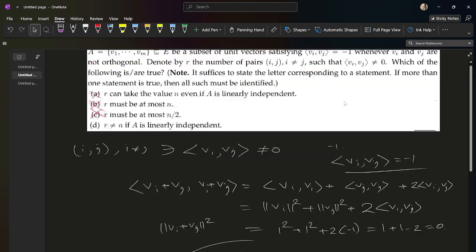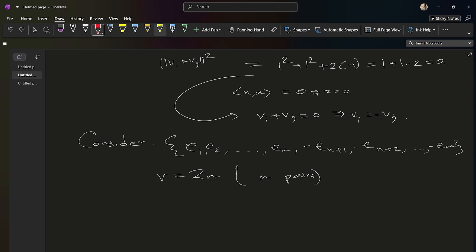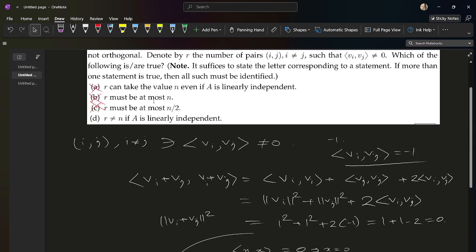Okay, so now as our R is equal to 2n, our option D is telling us that R is not equal to n if A is linearly independent. Yes, so that is a correct statement for this question. So our correct option will be D.